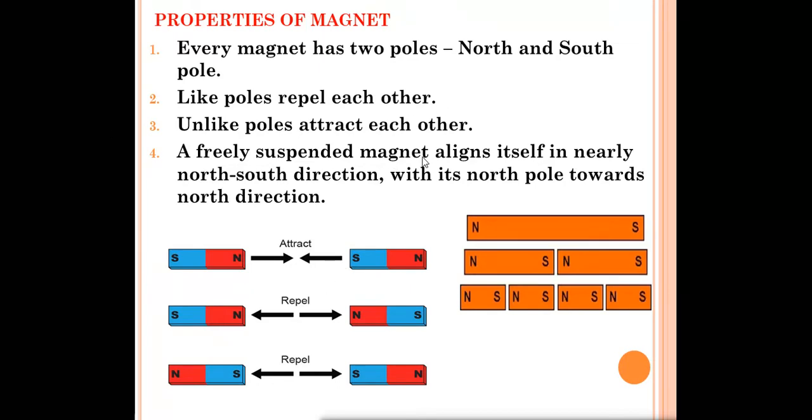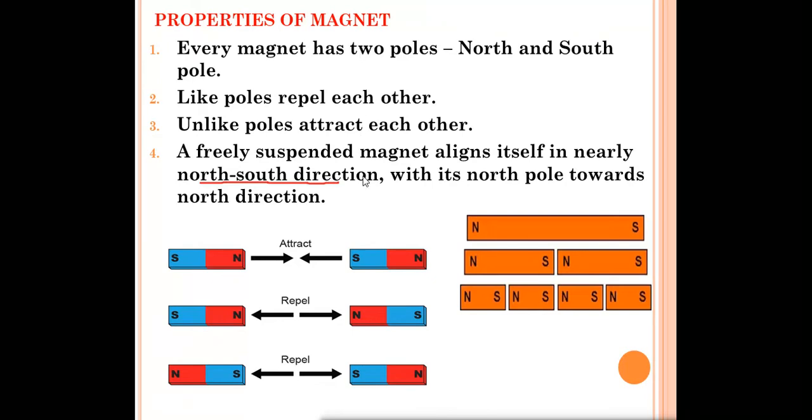A freely suspended magnet aligns itself in nearly the north-south direction with its north pole towards the north direction. You know that on our earth we have two poles, the north pole and the south pole. If we suspend a magnet, then in which direction will it align itself? It will align itself in the north-south direction, meaning the north end of the magnet will be towards the north direction and the south pole of the magnet will be towards the south direction.